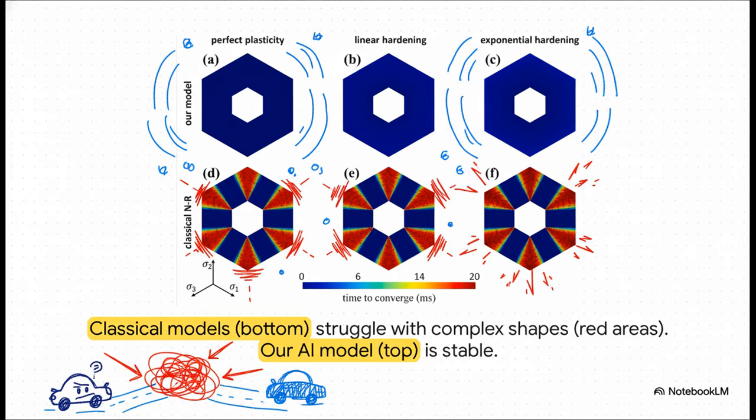This side-by-side comparison tells the whole story. On the bottom, you can see how the old models really struggle with complex shapes. They become unstable or super expensive to compute. That's what all those red areas are showing you. But look at the AI model on top. It just handles these tricky cases smoothly, no problem. The simulation stays stable, which is what all that cool blue means. It's like having a self-driving car that doesn't get confused anymore by a complicated intersection.